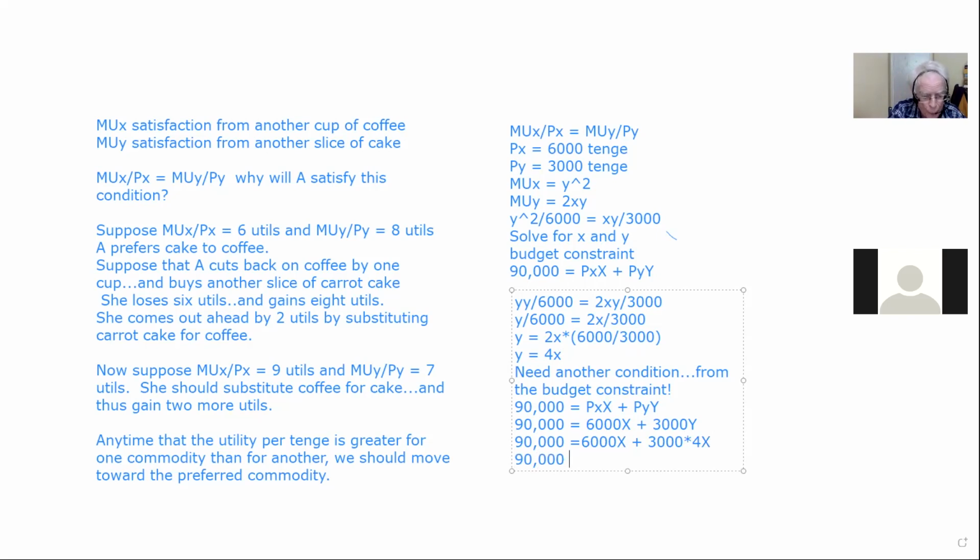So 90,000 in this case is 6,000 for X plus 12,000, again times X. And so 90,000 is equal to 18,000 X. That's correct so far.